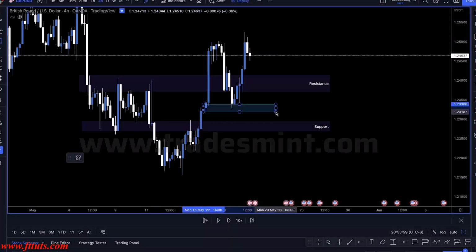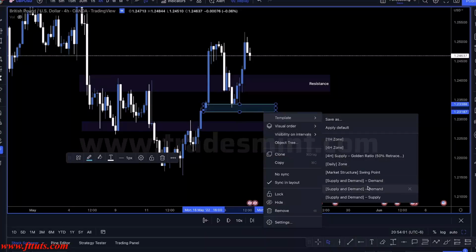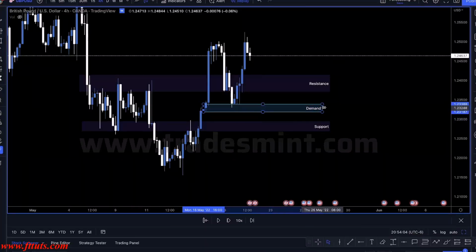So I hope this makes sense. These are powerful zones. This is going to change the way that you trade if you don't use supply and demand zones already.